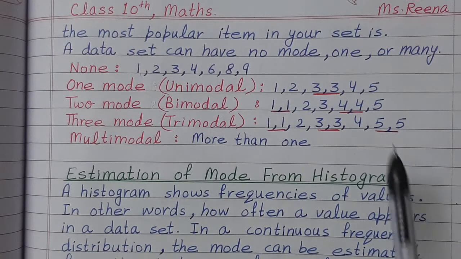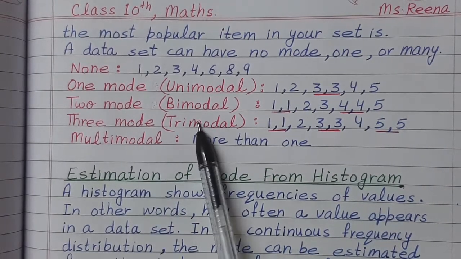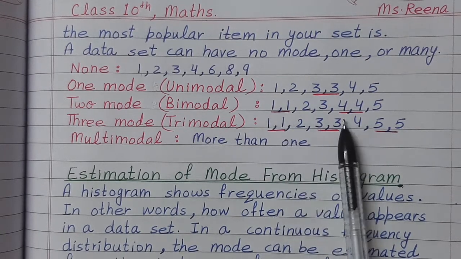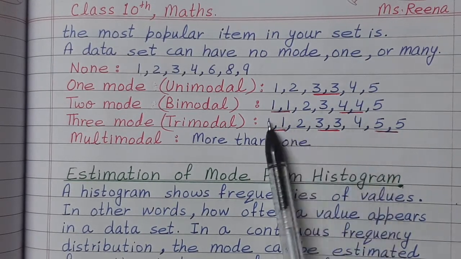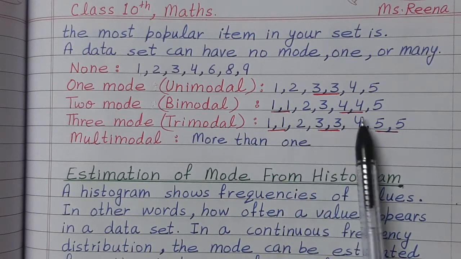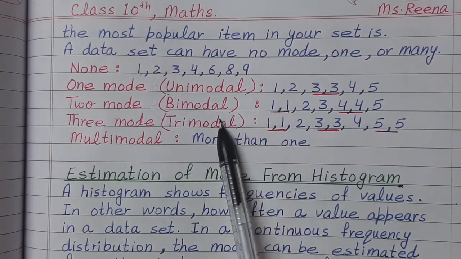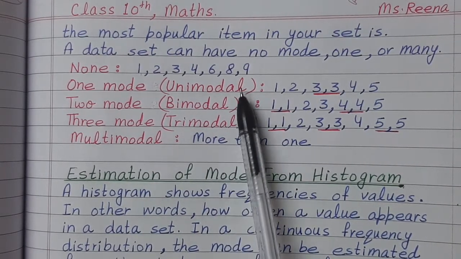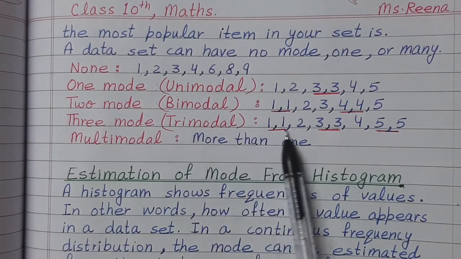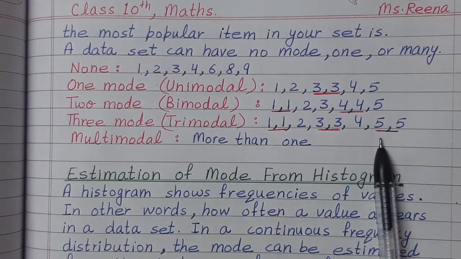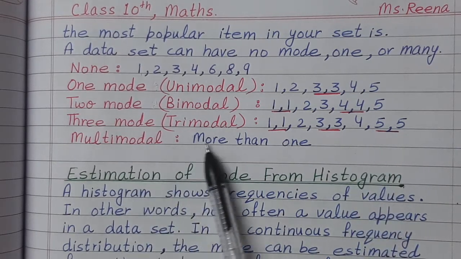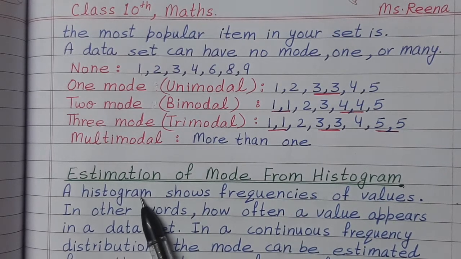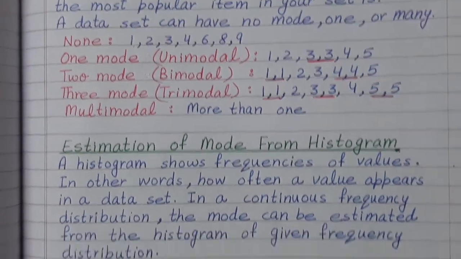Clear? Now the next is 2 modes, that is bimodal. Here the number 1 is repeating as well as the number 4 is also repeating, and both are repeating twice. So both are modes. So this is the case of bimodal. Now students, whenever we have more than 2 modes, either we call it trimodal, that is 3 modes, or multimodal, that is more than 1. Clear?